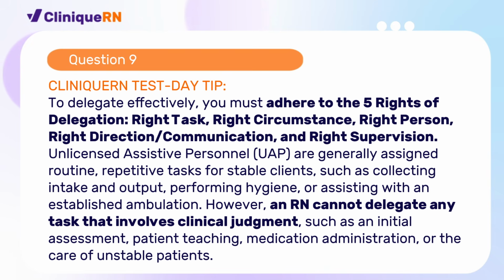To delegate effectively, you must adhere to the 5 rights of delegation: right task, right circumstance, right person, right direction/communication, and right supervision. Unlicensed assistive personnel, UAP, are generally assigned routine, repetitive tasks for stable clients such as collecting intake and output, performing hygiene, or assisting with established ambulation.